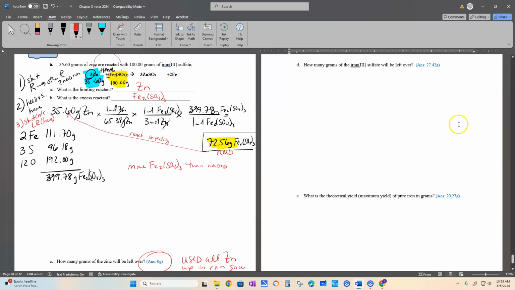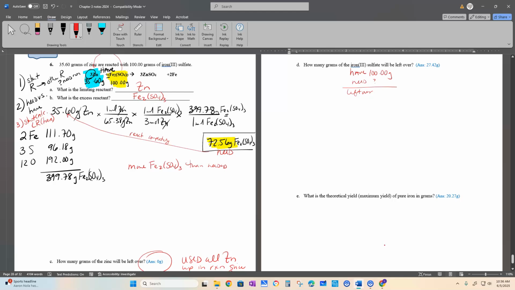Okay. Now these next two, I want you to try yourself. How many grams of iron(III) sulfate, okay, will be left over? So here's your thought process. I was given 100 grams of that iron(III) sulfate. But what did I need? So what did I only need? And then what is left over? Okay, so I'll leave that one to you. Check your answers as you go.